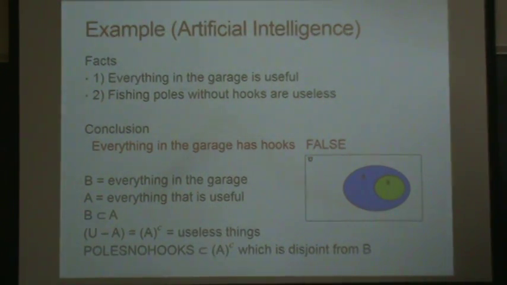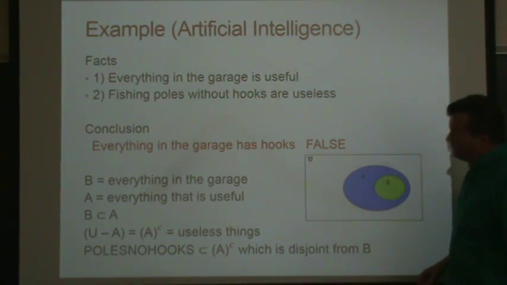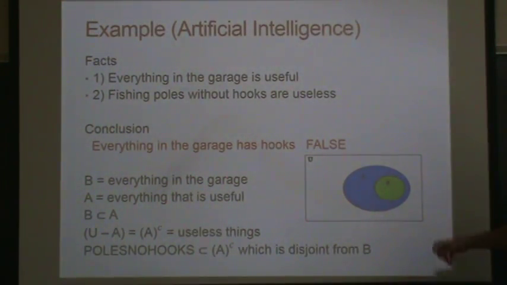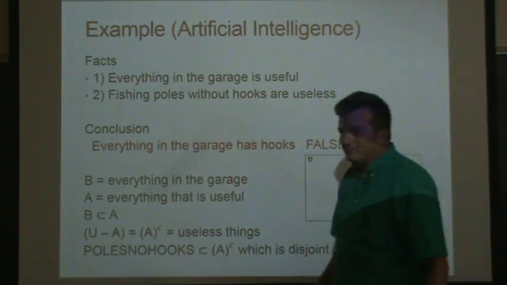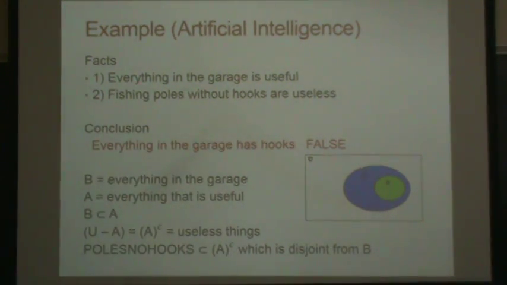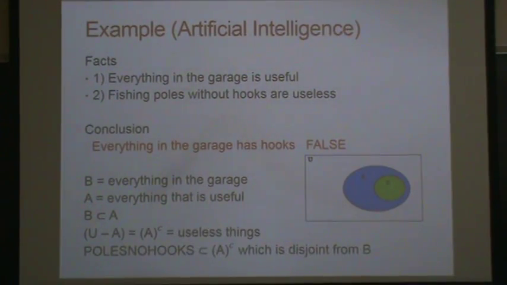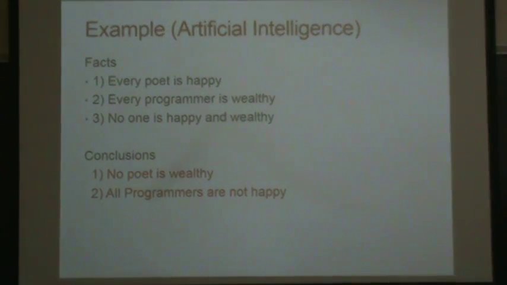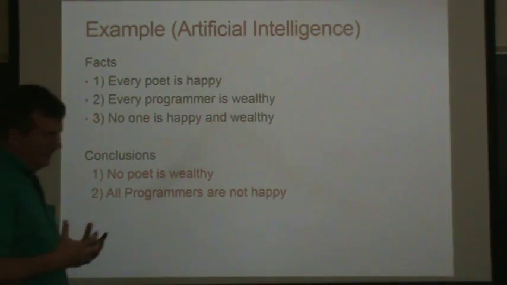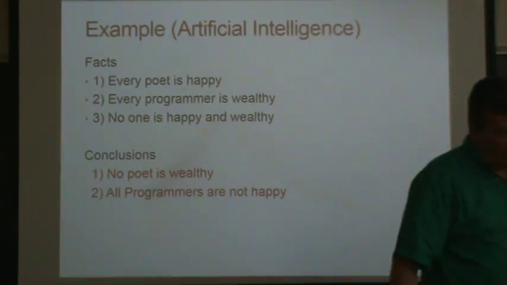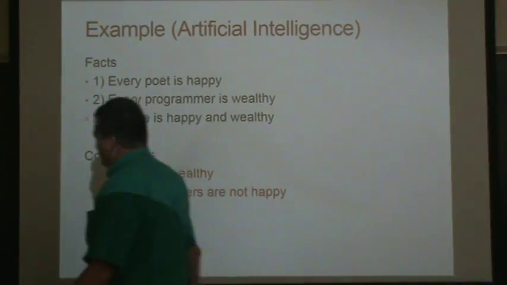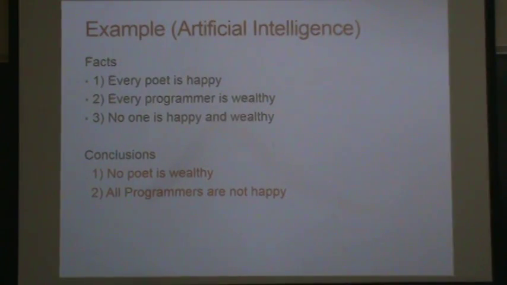So everything in the garage has hooks would not be true. Of course, they're disjoint sets. If they could have overlapped, well, I wouldn't say everything, but then some things could be in the garage that have hooks, would be possible. So in a way, I'm just going over the idea that you could take facts, and these facts, if they use the word every or some, are really building up members of a set.